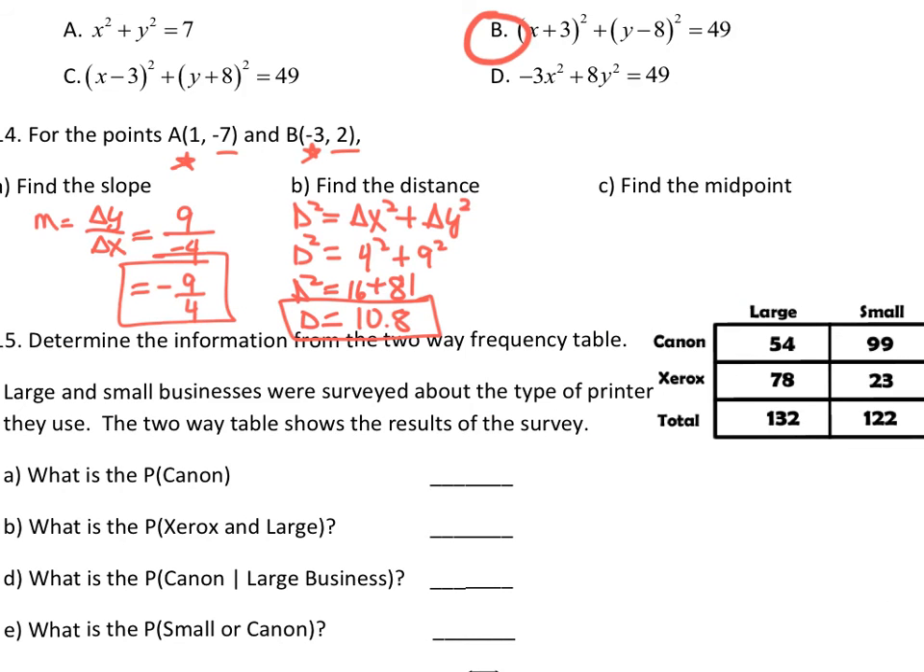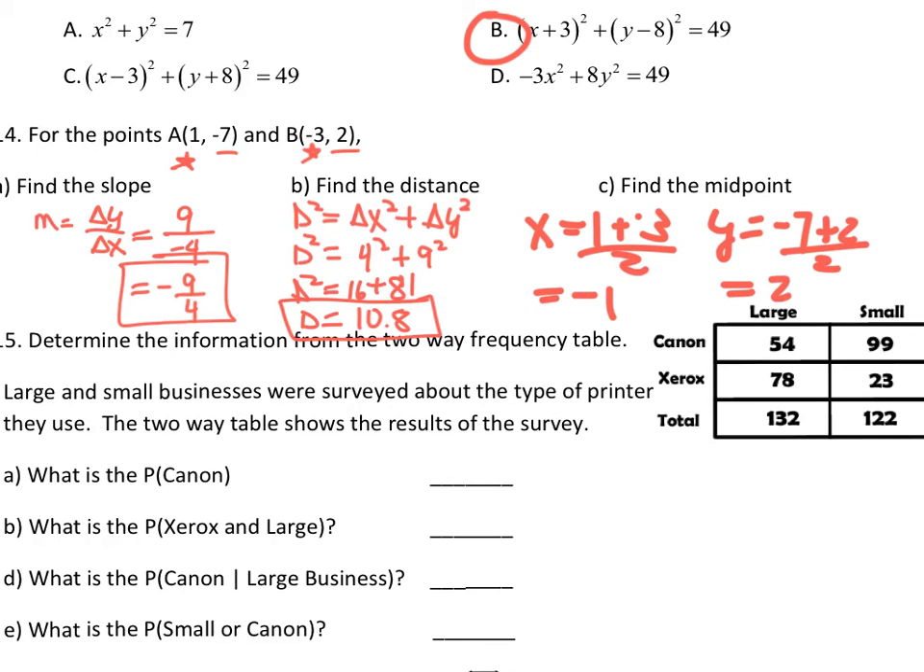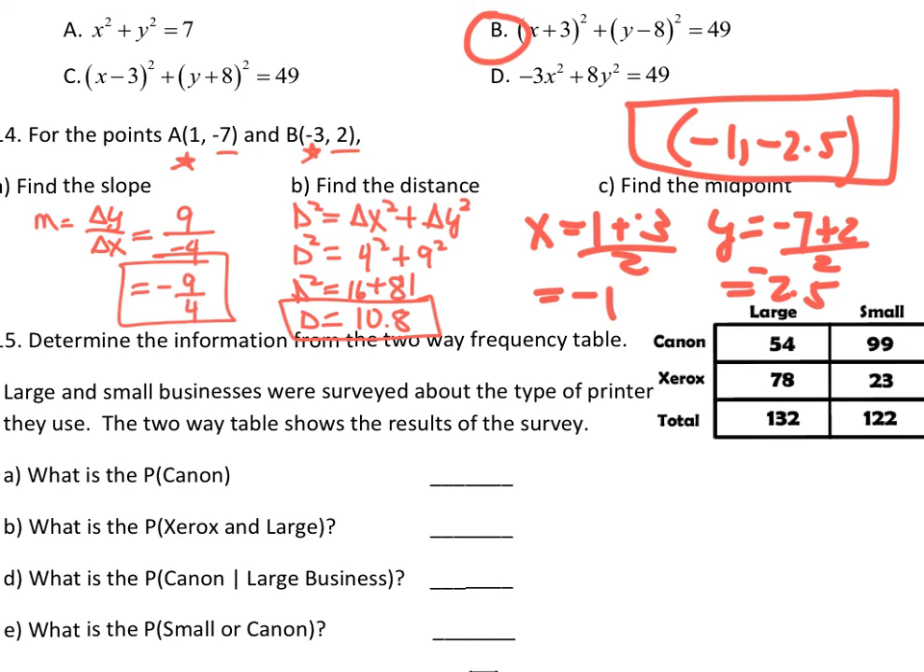Finally, we're finding the midpoint or the average. So the average of the x's is going to be 1 plus negative 3 divided by 2. So that's negative 2 divided by 2 is negative 1. And the y average is negative 7 plus 2 divided by 2. So that's negative 2.5. So the midpoint is coordinates negative 1, negative 2.5. The average of the x coordinates and the average of the y coordinates.